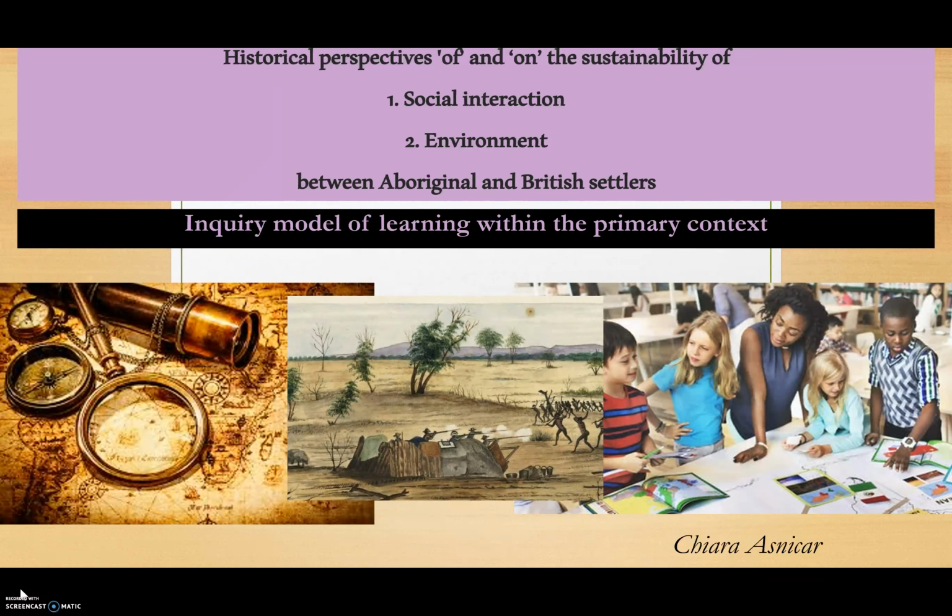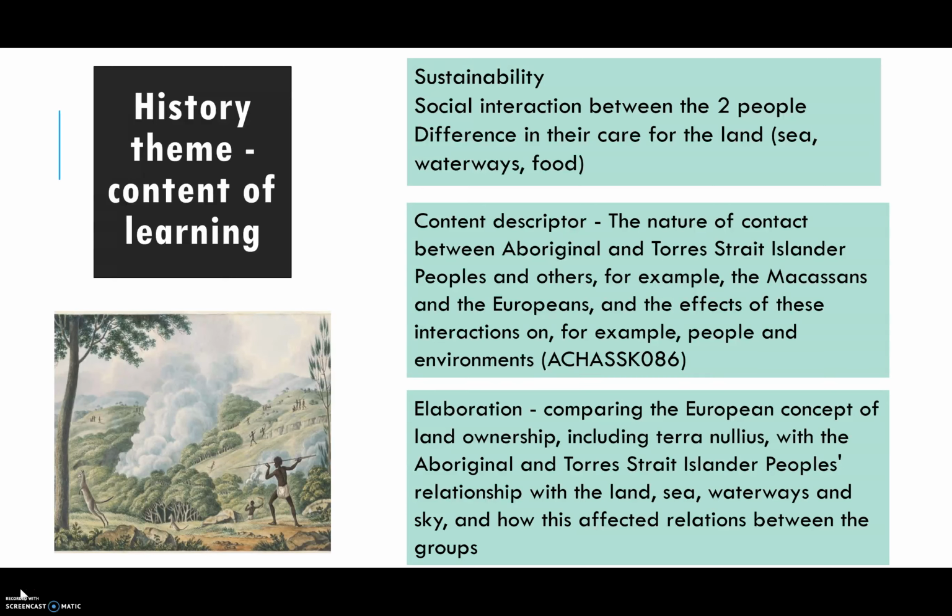So let's get started. For my theme, I chose an overall theme of sustainability and social interaction between two groups of people and the difference in their care for the land, such as the sea, waterways and food. And the content descriptor I took from the Year 4 Australian curriculum website was the nature of contact between Aboriginal and Torres Strait Islander peoples.